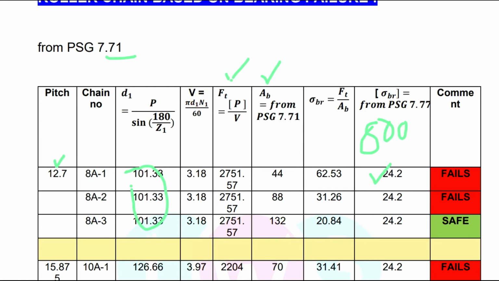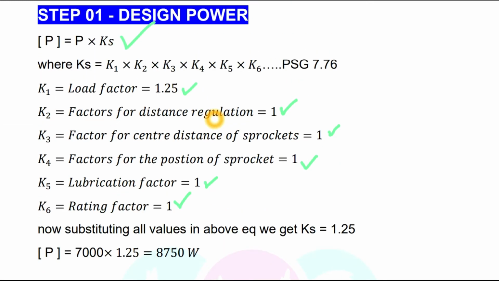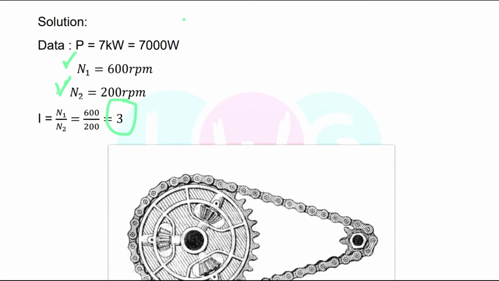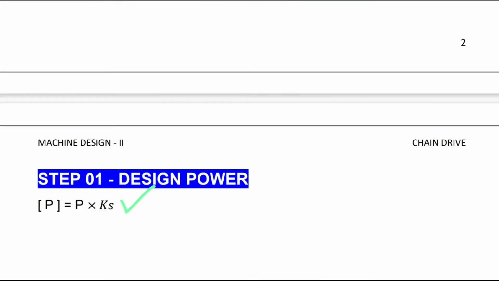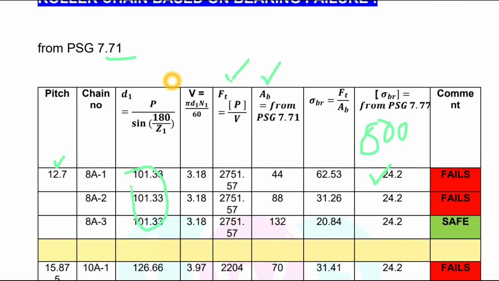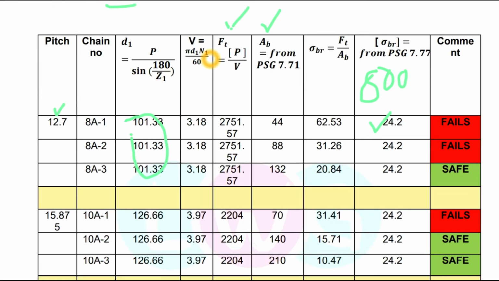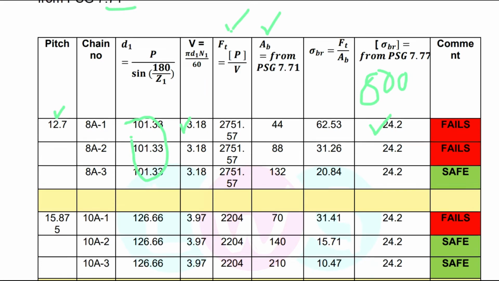Okay, next we will calculate V, the velocity. So V is equal to pi D1 N1 upon 60. The D1 value we got here is 101.33; put this value. The N1 value is given in the question, which is our input speed, 600 rpm. Substitute all the values and get the answer for V. So we get V as 3.18 meters per second.